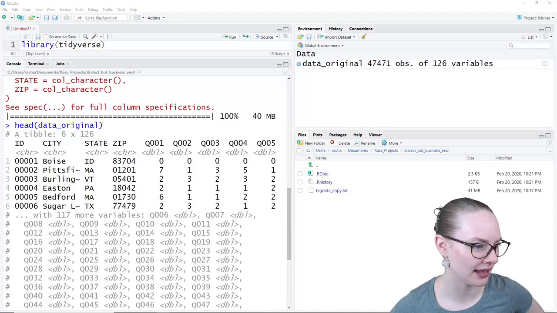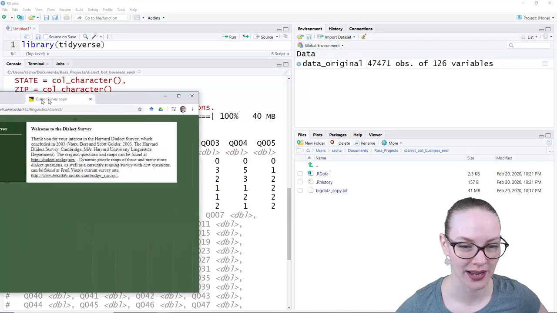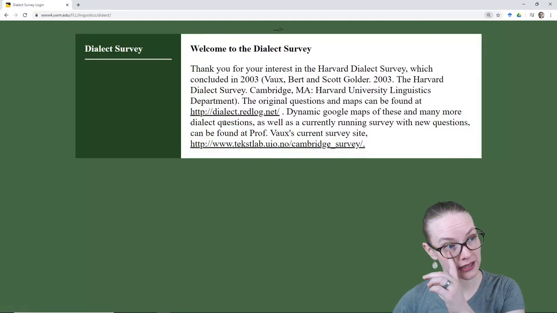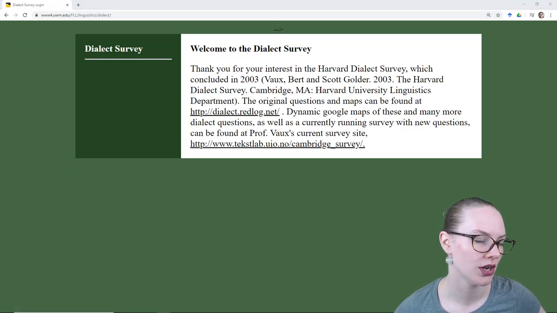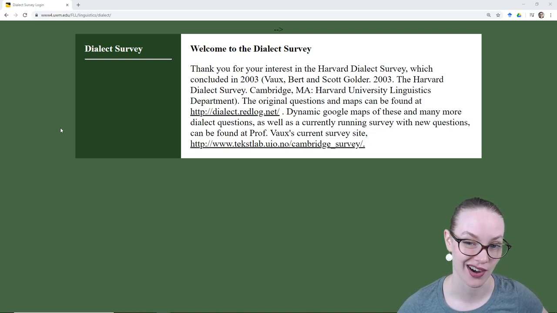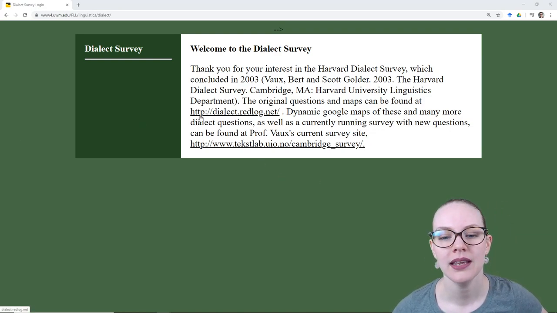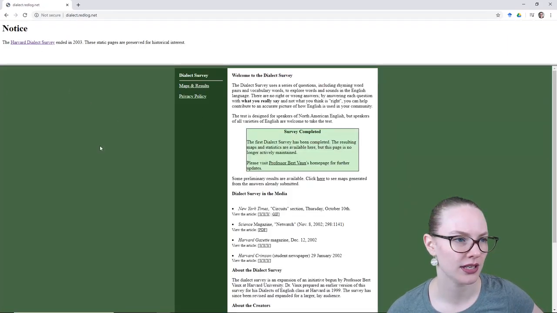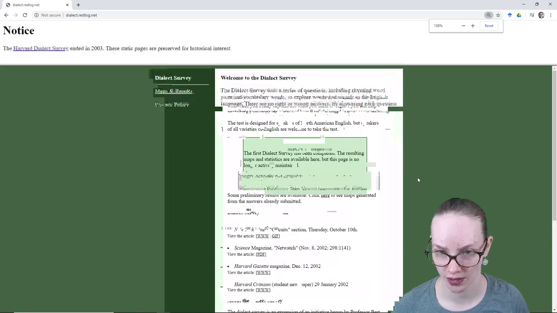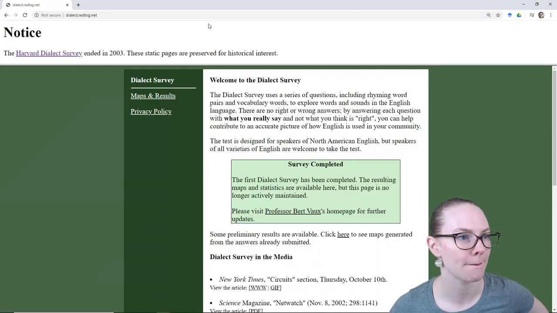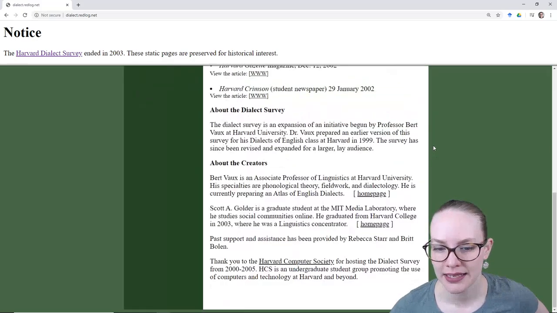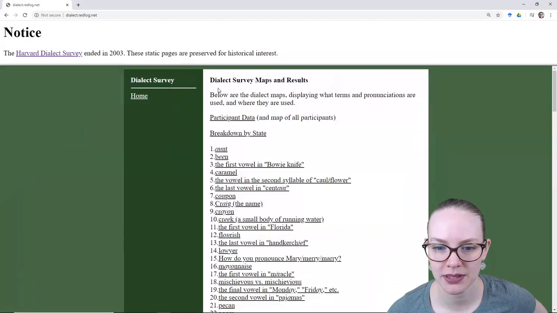And the Harvard Dialect Survey was a survey that was run in 2003. So the data is at this point 17 years old? So it's a little bit dated, but hopefully the large dialect markers will not have shifted around too much. And we're going to look at the original survey questions, which, as you can see, this is an archival page for the survey. And maps and results. There we go.